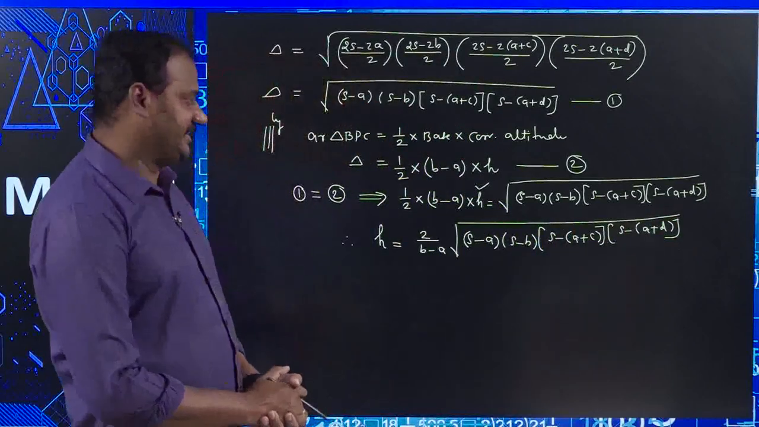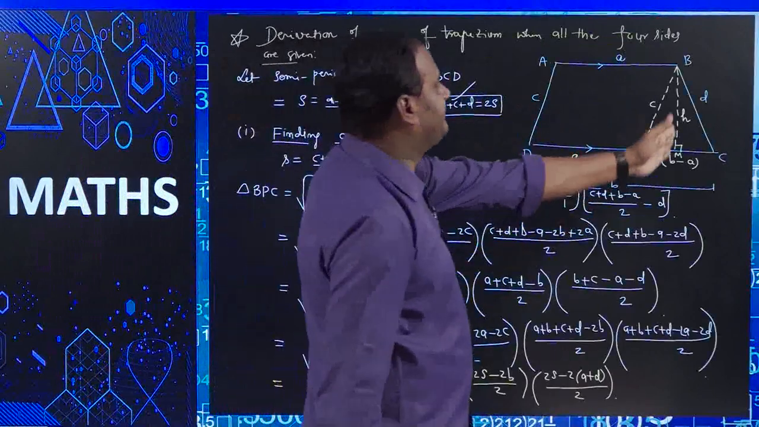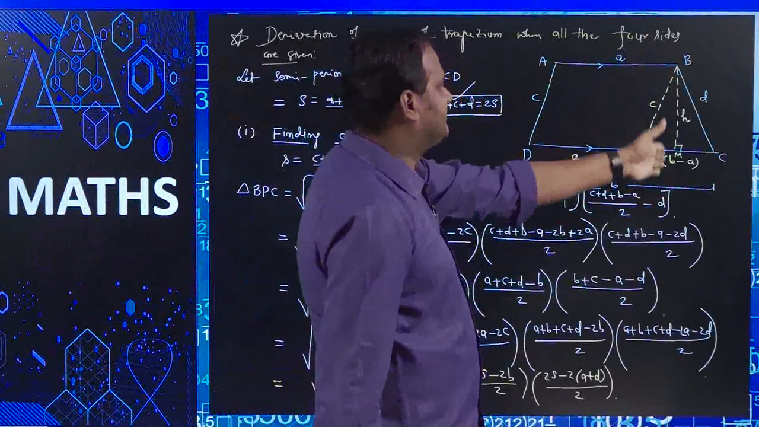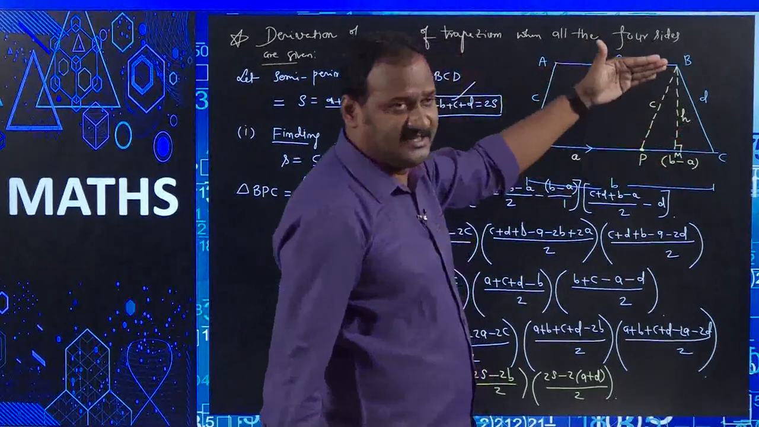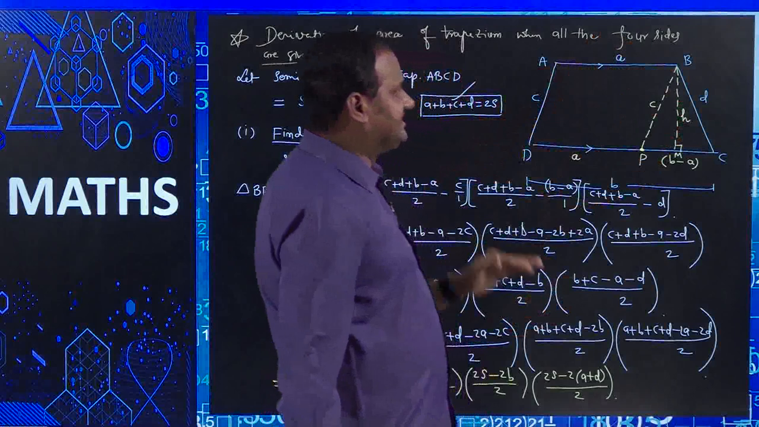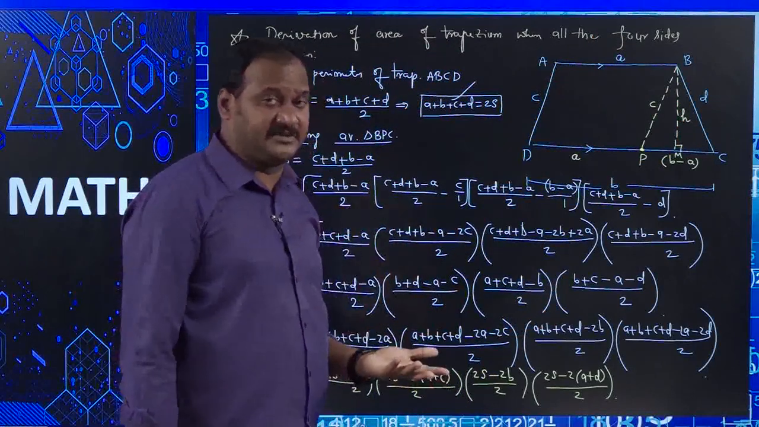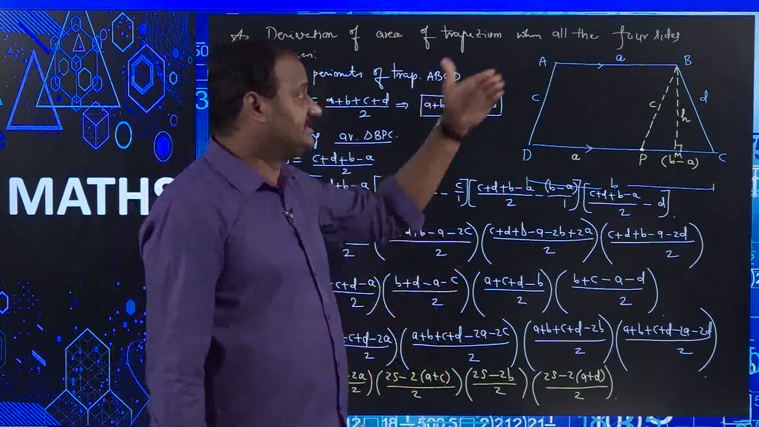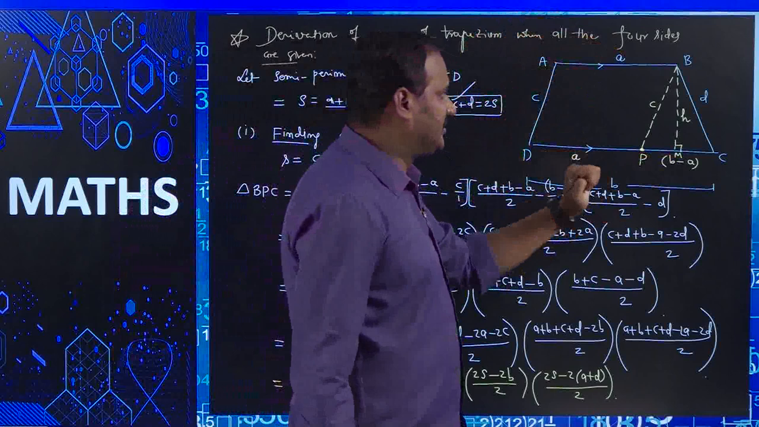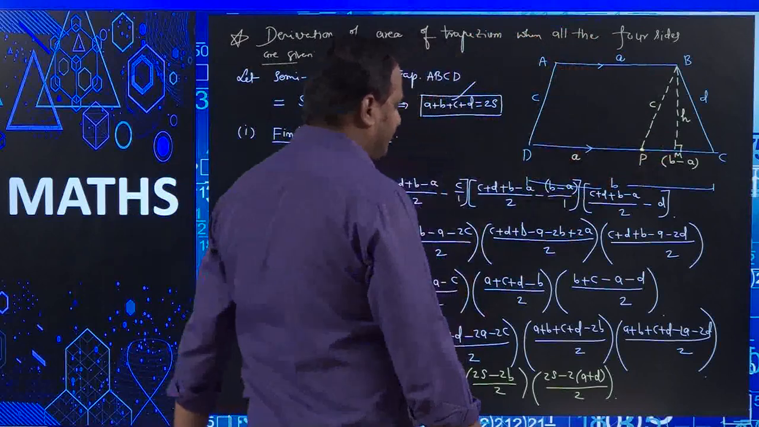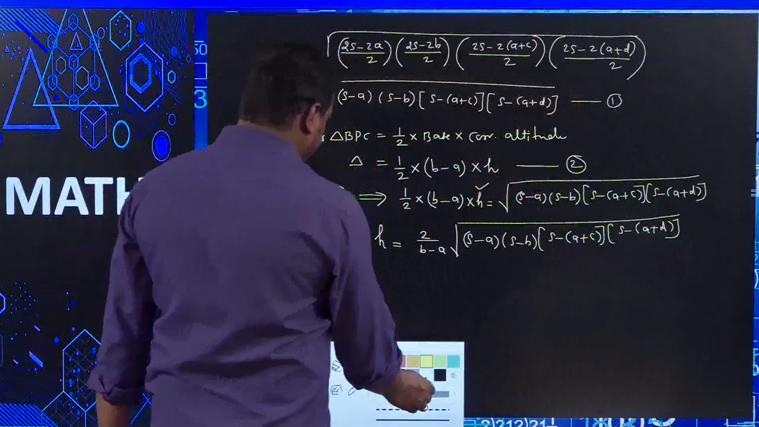After finding the value of H, H is obviously the distance between the parallel lines also, because H is the altitude for this triangle, that is, the distance between these two parallel lines. So, the distance between parallel lines is given and both parallel sides are also given, then what is the formula for area of trapezium? Half H into the sum of parallel sides. Here one parallel side is A, another parallel side is small b, and the altitude is H. Therefore, I am directly finding the area of trapezium.